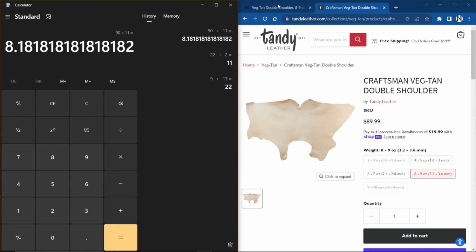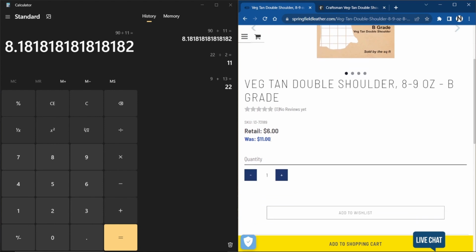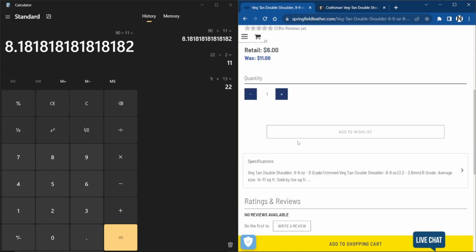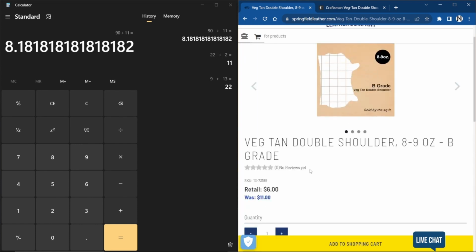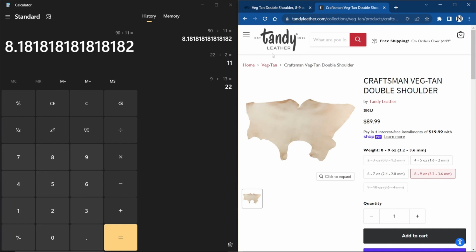All right, so either you are going to be charged per square foot, and I would advise you to take into account tax and shipping here also. Whatever your total is, just divide by the number of square feet that you actually bought, and you can get your exact price per square foot. Or if someone like Tandy sells it as just per hide, you can do the calculations I just showed you. Take the total price, divide it by the average square footage, and you will find your price per square foot.